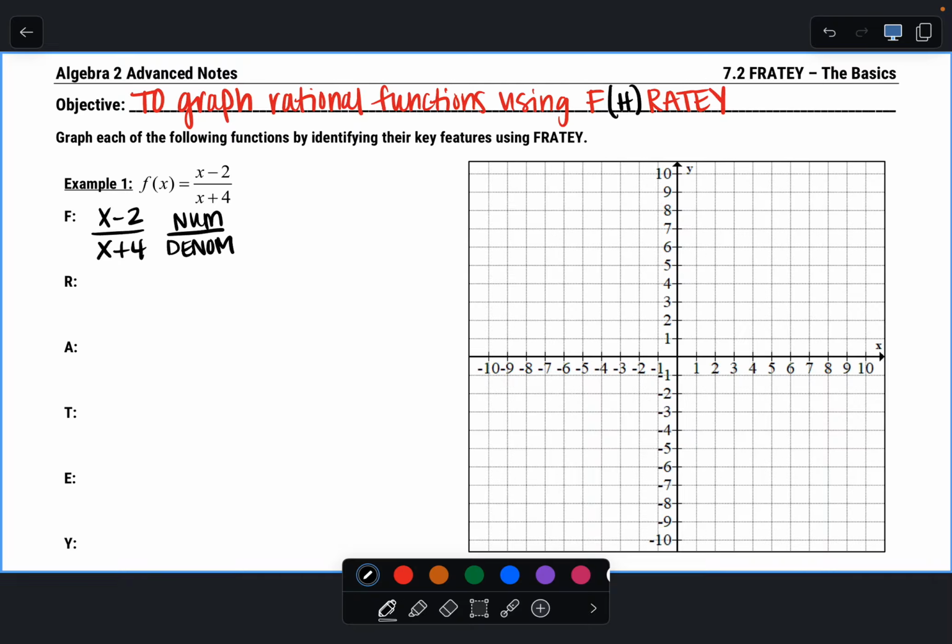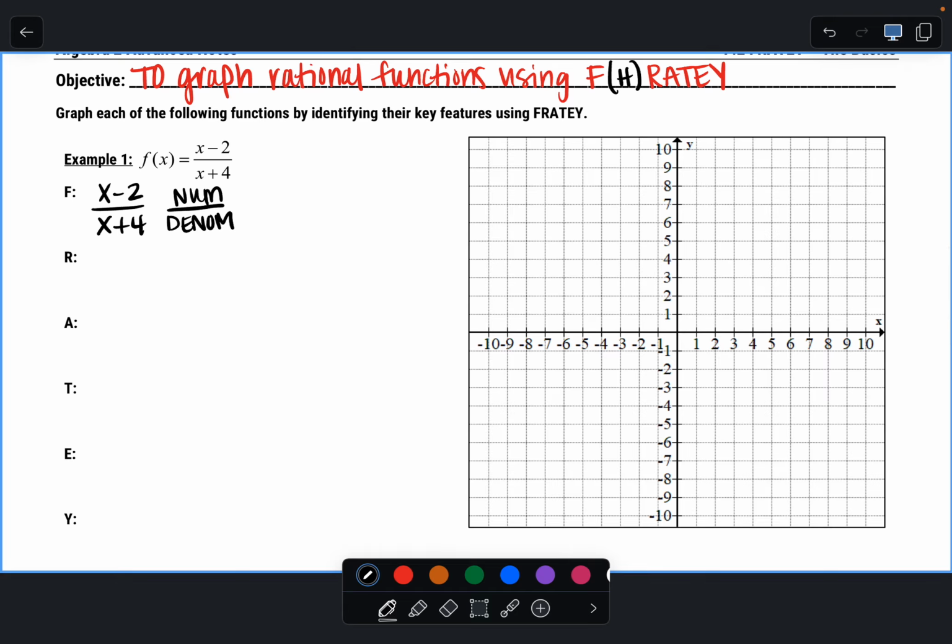Couple of things that we are going to go through. And I will say this, we will present questions to you on your quiz and on your test where we list out FRATEY. That's kind of the shorthand of what we call this. And you just have to fill in what each one of these things are.